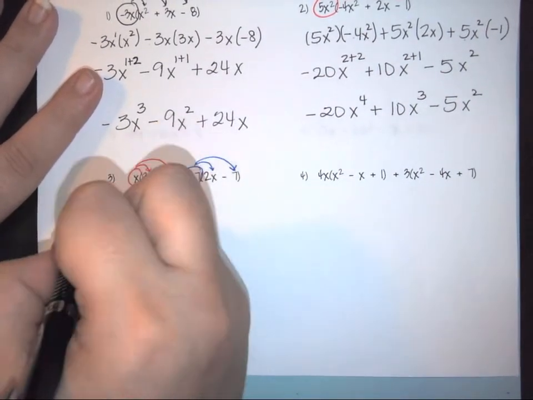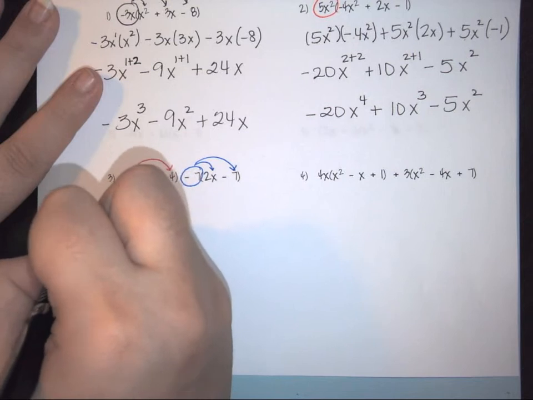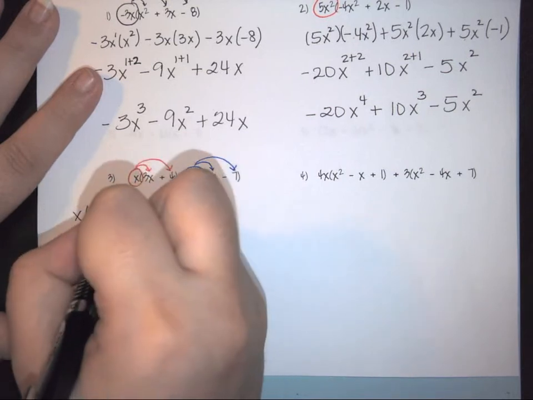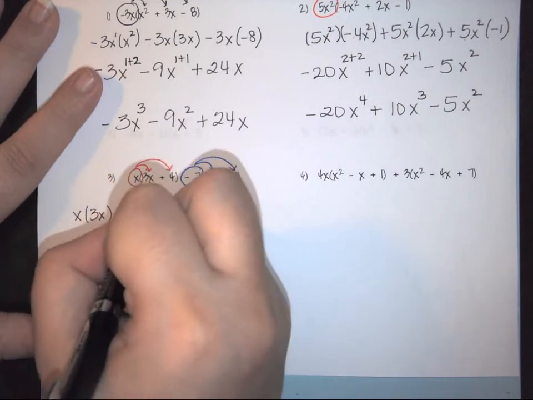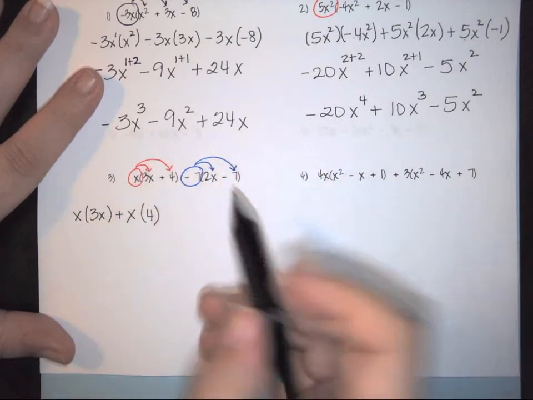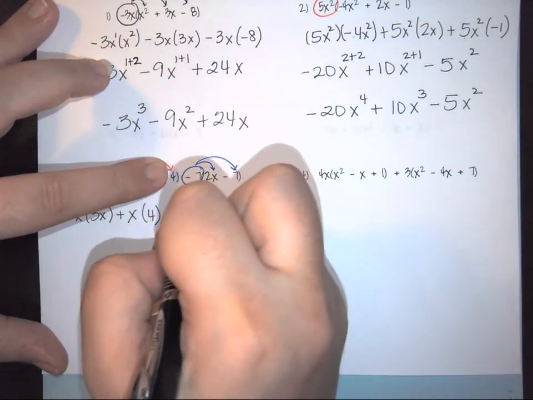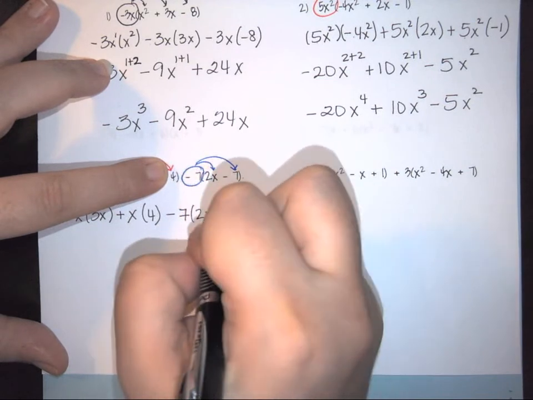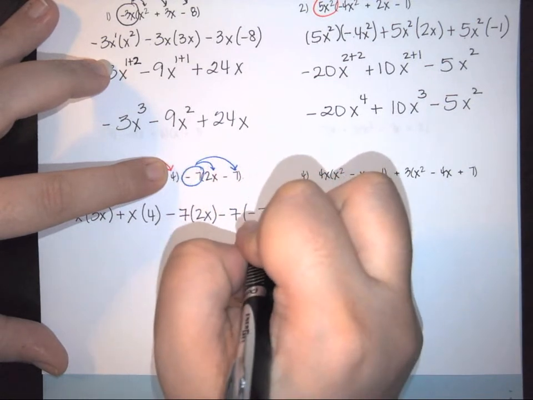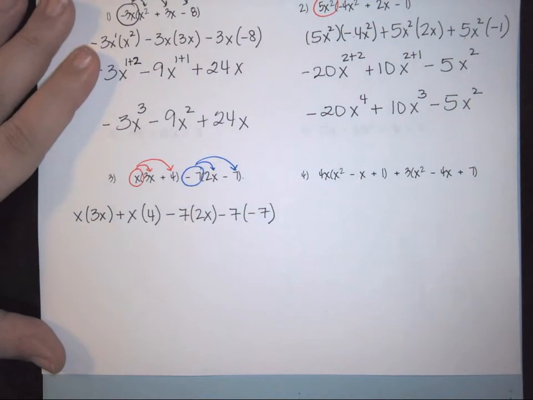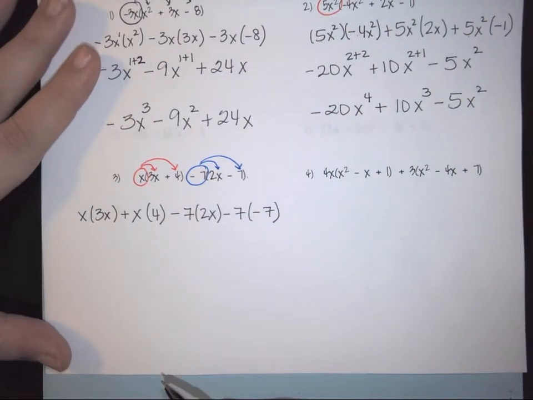So here, this first term is going to be x times my 3x, and my x times the 4, and then I have to do the back term. So this is going to be my negative 7 times the 2x, and my negative 7 times negative 7. Now again, do my multiplication.